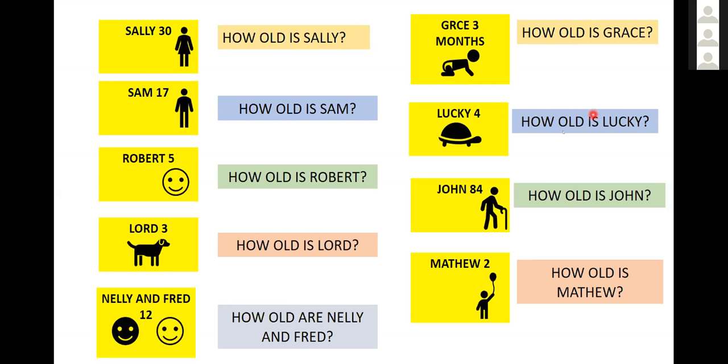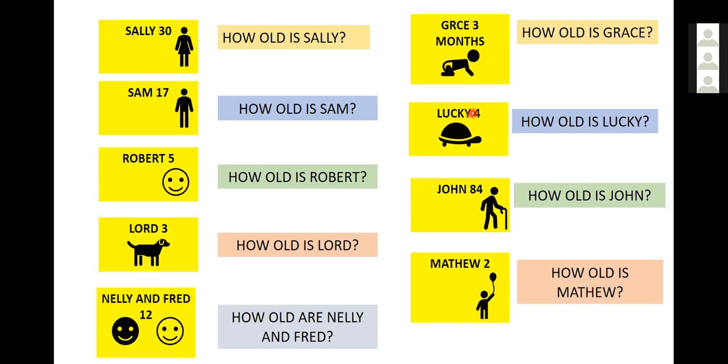Okay, let's see. How old is Lucky? Okay, Lucky is a turtle. It's a pet, like Lord. It is 4 years old. Excellent, thank you. What about John? How old is John? He is 84 years old. Excellent. Okay, John is male, so he, right? He is 84 years old. Excellent, thank you. And what about Matthew? How old is Matthew? He is 2 years old. Excellent, thank you. Thank you very much.